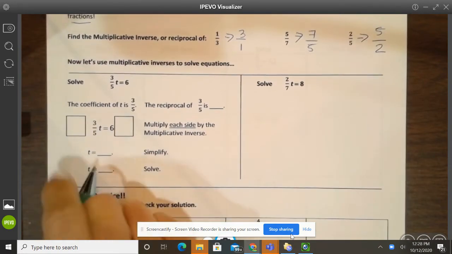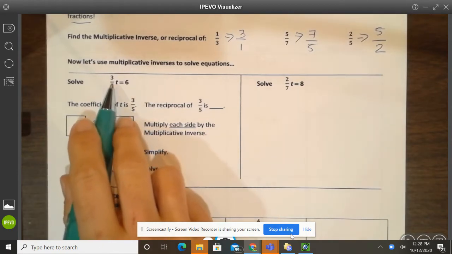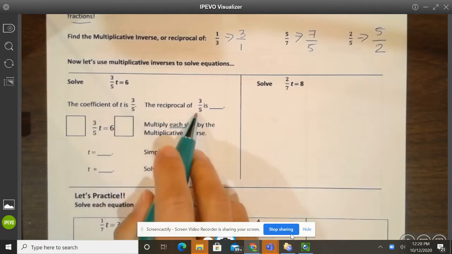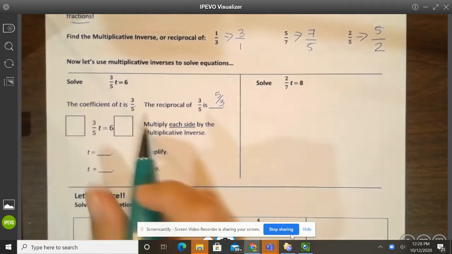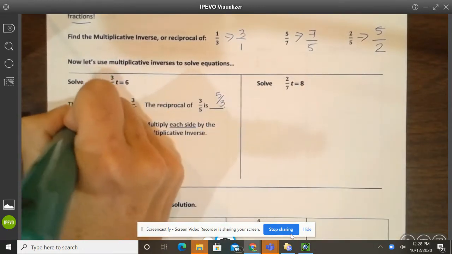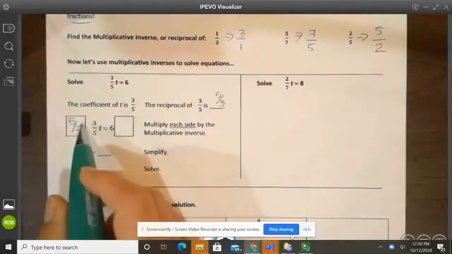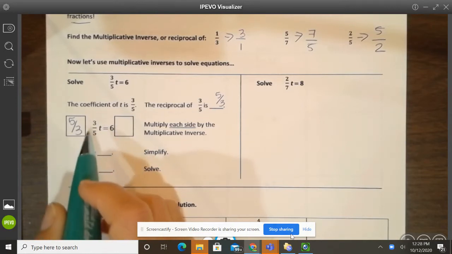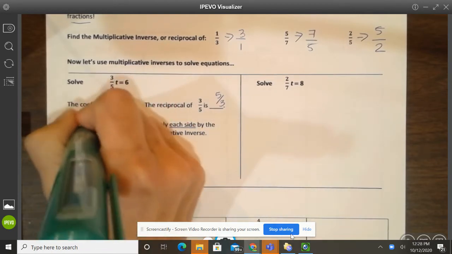All right. So let's solve one. So it says the coefficient of t is 3 over 5. The coefficient means the number that's in front of the letter or the variable. The reciprocal of 3 over 5, well, if you flip it, it's 5 over 3. And then we flip it here. So this is how it's done. Now notice that they're reciprocals of each other. So if you multiply across, you will get the same number for numerator and denominator, and that means that it's a whole, so it's 1. So that's why they cancel.